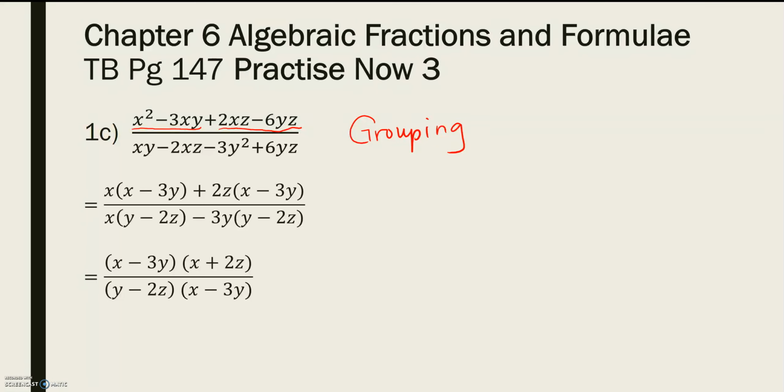When you have this step, you will see the common factor x minus 3y coming out, which you can divide away easily. With this, you have simplified your answer further to x plus 2z divided by y minus 2z, and this cannot be further factorized. I hope that from this video you see how to factorize by the different methods in order to achieve a simplified algebraic fraction.